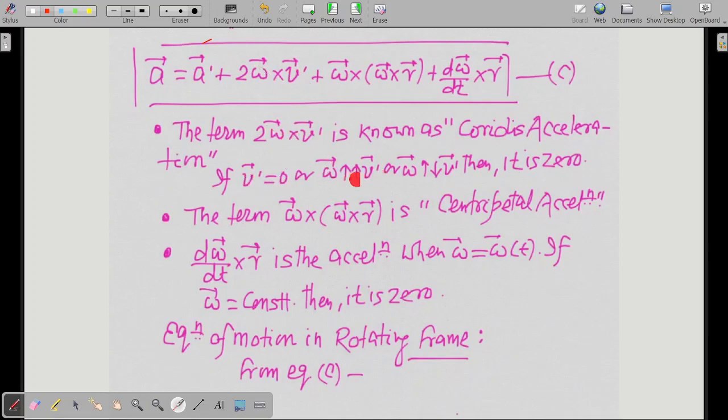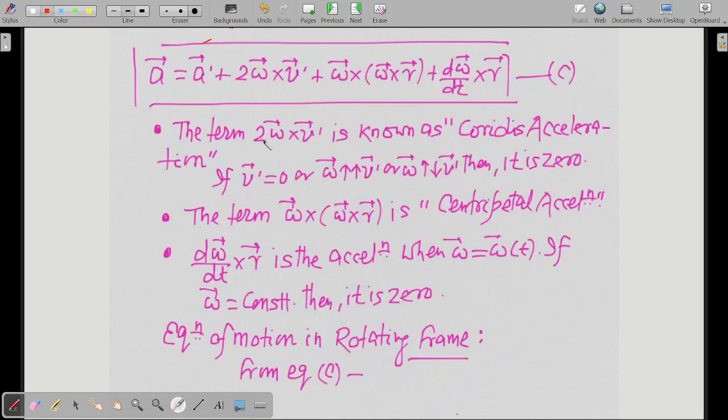If both of them are parallel, then what will happen? Sine 0 will come in the expansion of the cross product, so that will clearly be 0 if they are parallel. And if they are anti-parallel, then sine 180 will come in this expression when you expand the cross product, right? Sine 180 will come, so that will also be 0. So this 0, this 0, this 0.